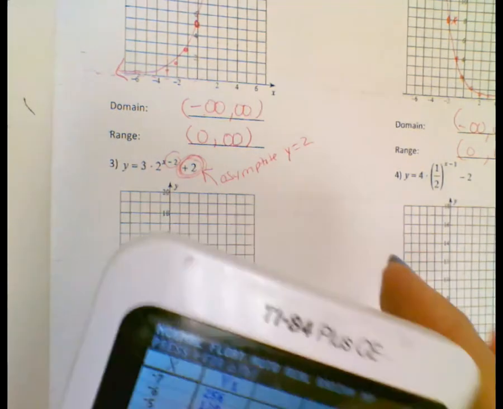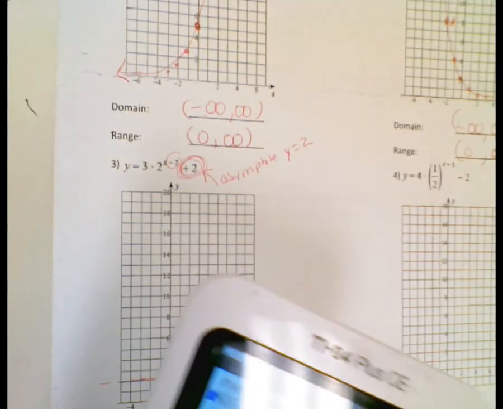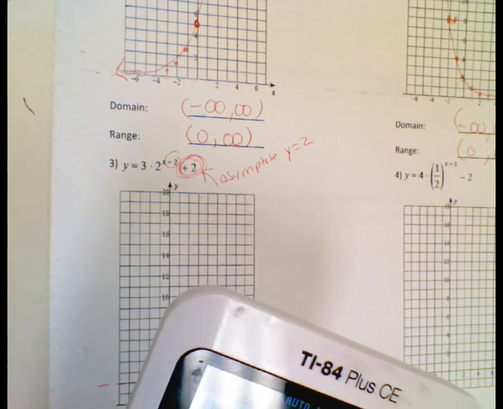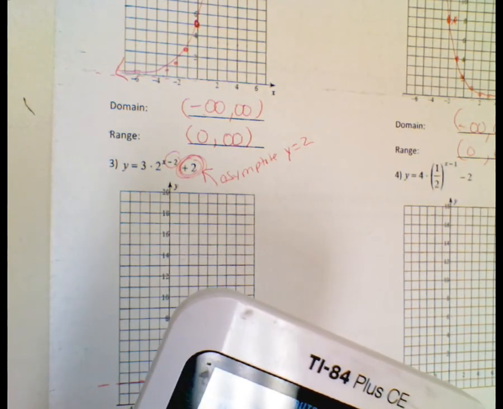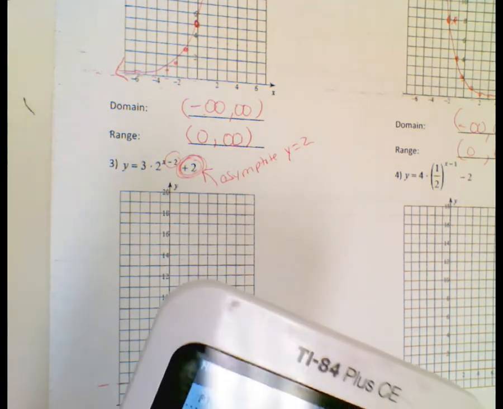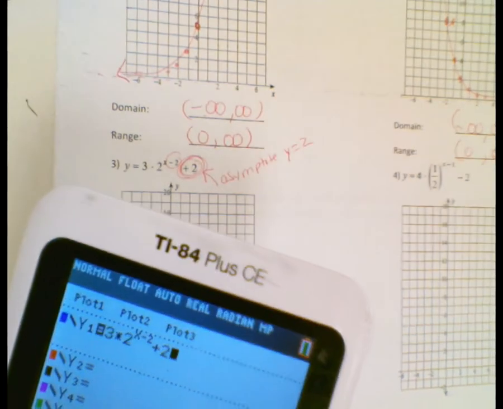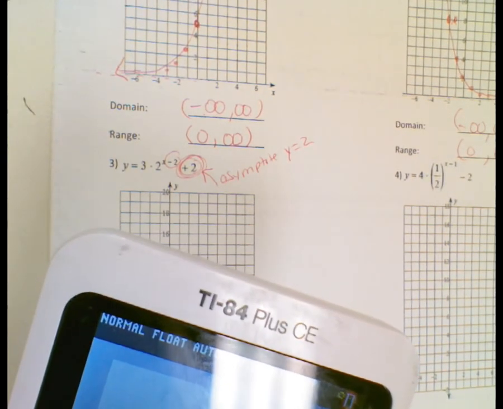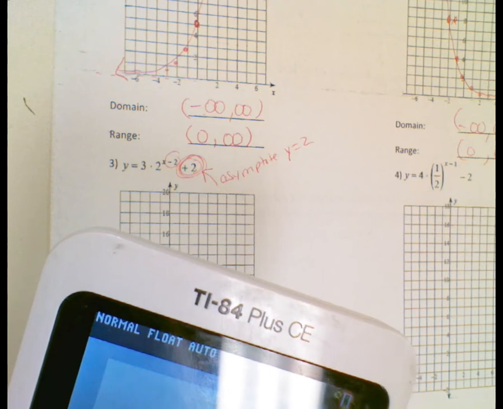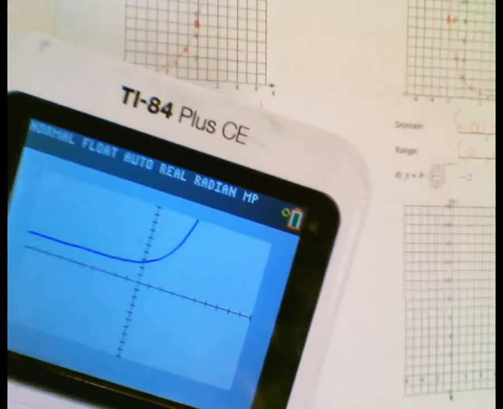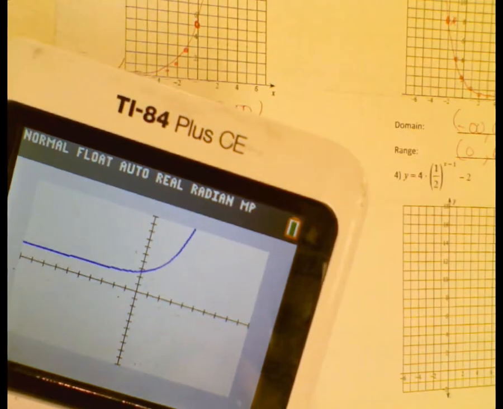So let's punch this in. Got 3 times 2 raised to the x minus 2, right arrow, get out of that, plus 2. That's what it should look like. Graph. See how it looks like it's staying right above the 2 asymptote? It's still a growth, but it looks like it's not hitting the 2 asymptote.